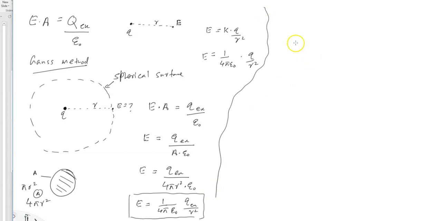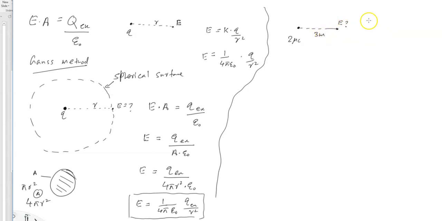A familiar one, a point charge. This equation is really not necessary for point charges, but just to show that it works, let's do one. Let's say we have a point charge of 2 microcoulombs and you want to find the electric field 3 meters away from it, this point. Electric field 3 meters away.